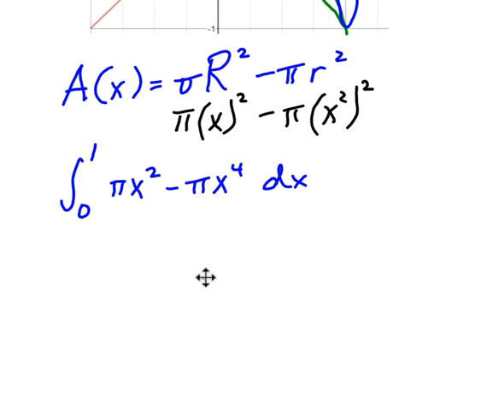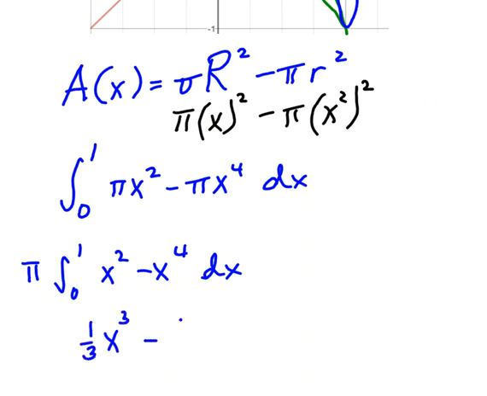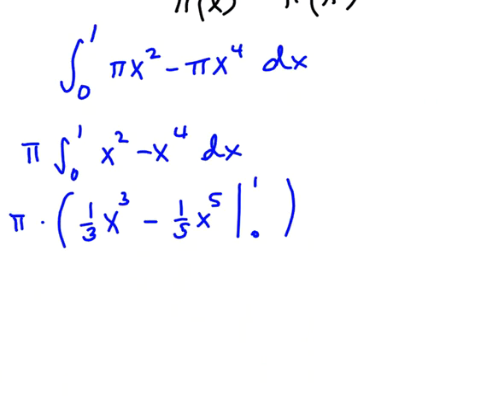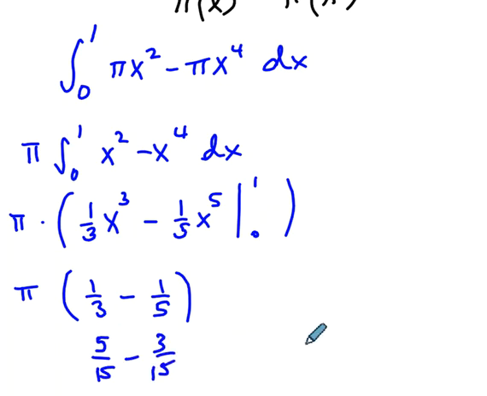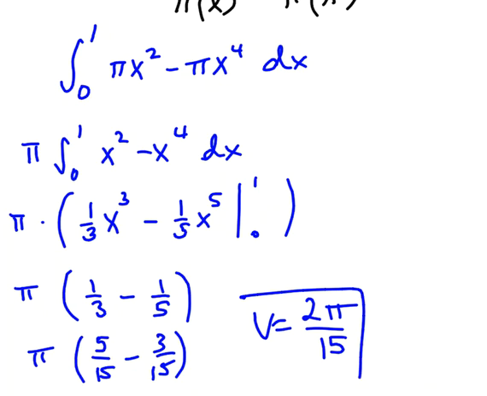I can pull the pi out of both of them again. It's a pretty common thing to do on these. And then I'm going to do the integral. Pi times all of that. So we'll have 1/3 minus 1/5. Pi times both. 5/15 minus 3/15 is 2 pi over 15. That's what my volume is equal to.